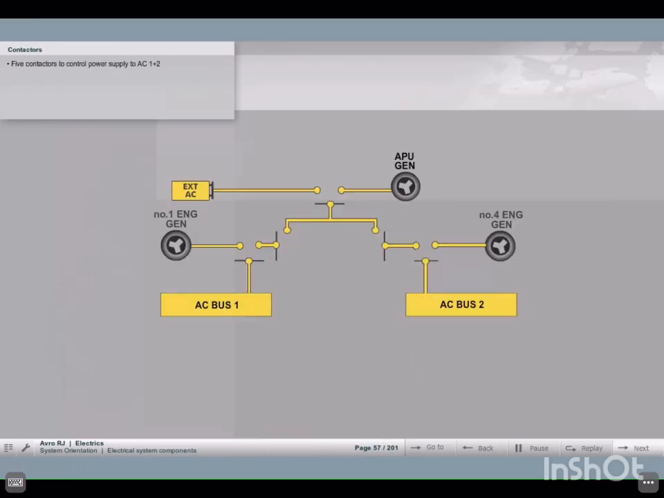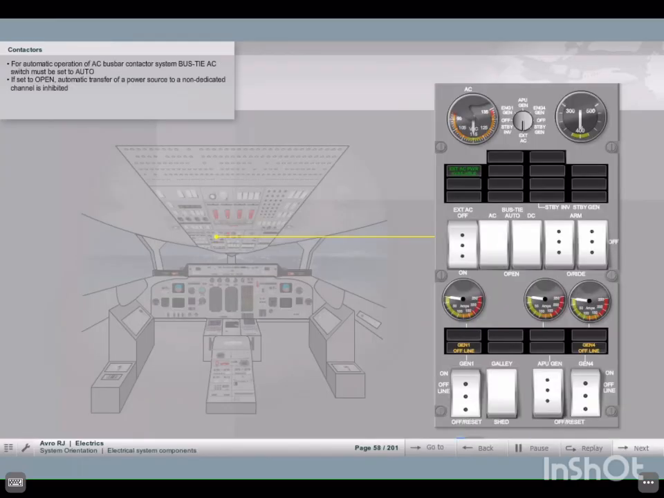The AC busbar system uses 5 contactors to control the power supply to the AC buses 1 and 2. On the following pages, we go through the automatic operation of the AC busbar contactor system. For that, the bus tie AC switch must be set to auto at the electrics overhead panel. Should this switch be set to open, automatic transfer of a power source to a non-dedicated channel is inhibited.